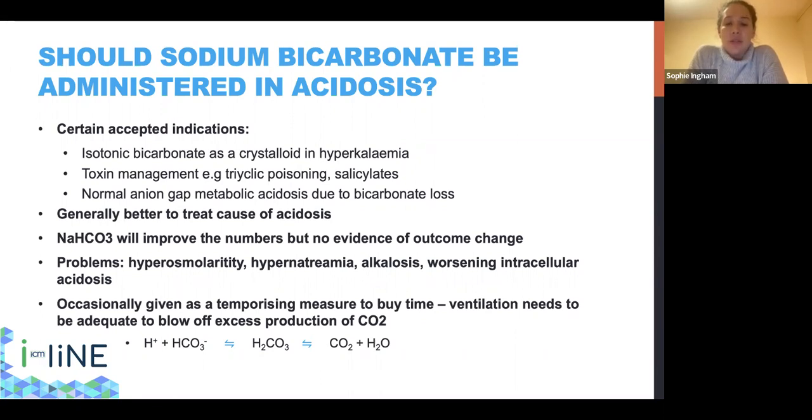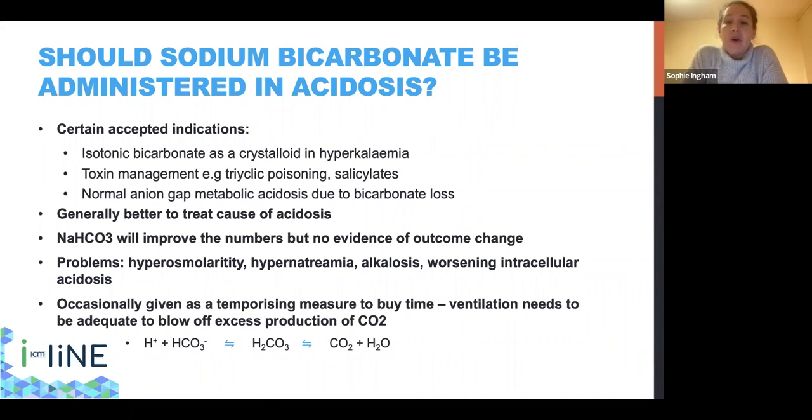So of course, you wouldn't use this in a patient with a respiratory acidosis. You might consider it in a patient with a metabolic acidosis, providing that you can ventilate the CO2 off. And you can sometimes use it as a temporizing measure to buy time, again, providing you can ventilate the CO2 off. It is used in certain circumstances.